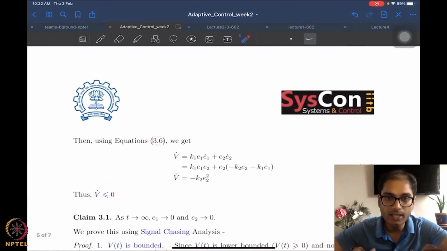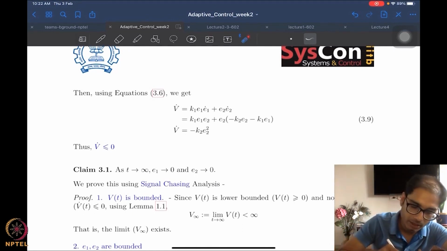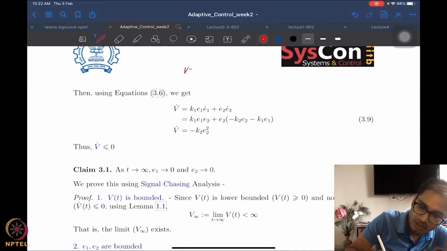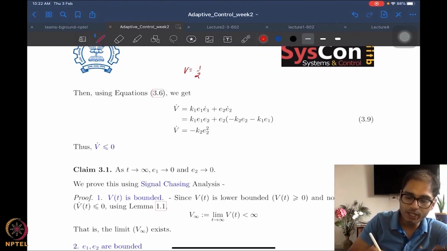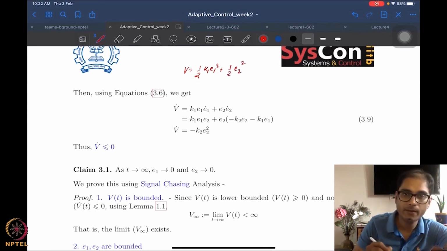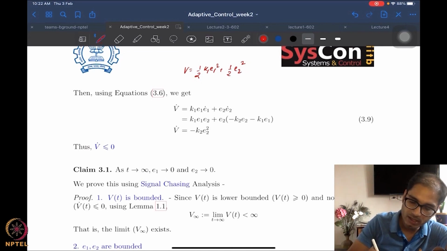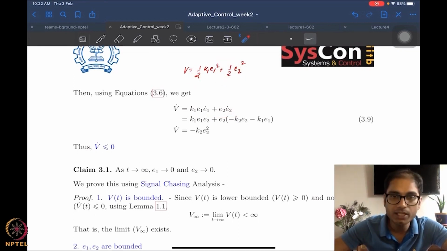Excellent. So now that we understand that this function is lower bounded, what do we do? We very carefully take the derivative of this function. Let me repeat what the function was. V is, I'm avoiding writing the time argument here, V is half k1 e1 squared plus half e2 squared. Then we simply take the derivative, which is k1 e1 e1 dot plus e2 e2 dot. The 2's cancel out because of the 2 in the derivative.